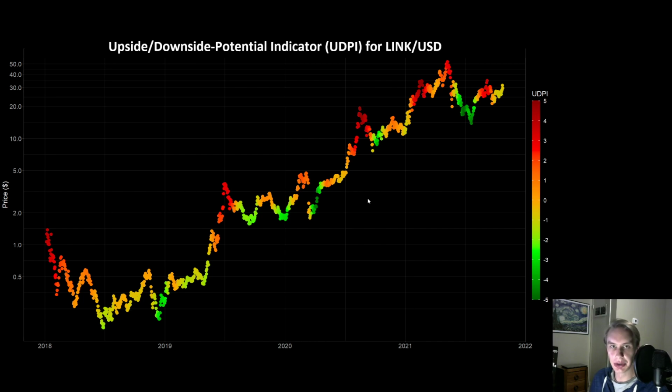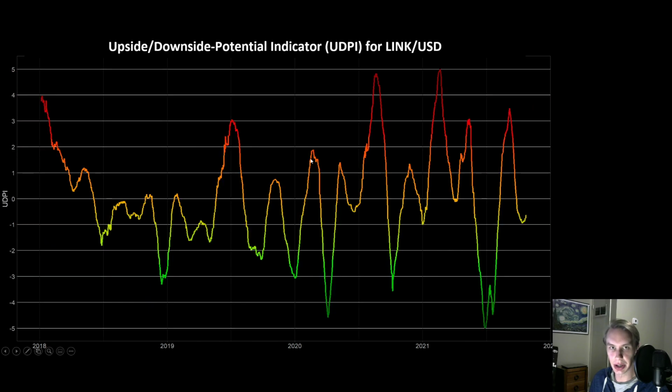So another way that we can look at the UDPI for Link is just to look at the raw output from the model. And so I have that plotted now. On the y-axis, I just have the UDPI level, so -5 low risk to 5 high risk. I've left the color coding in, but that's just a visual representation of the levels. Dark red corresponds to these high levels of risk, and dark green low levels of risk. It's just a visual cue. It's the same information that you're seeing in the height of the line.